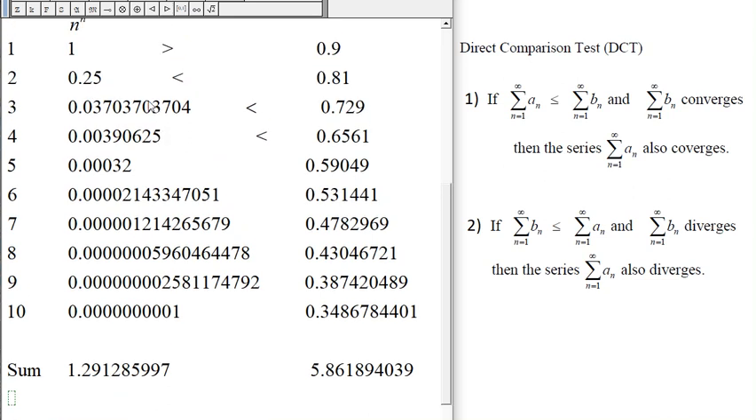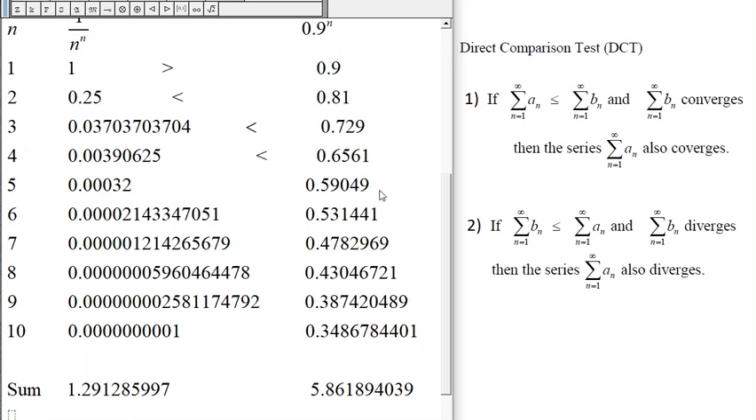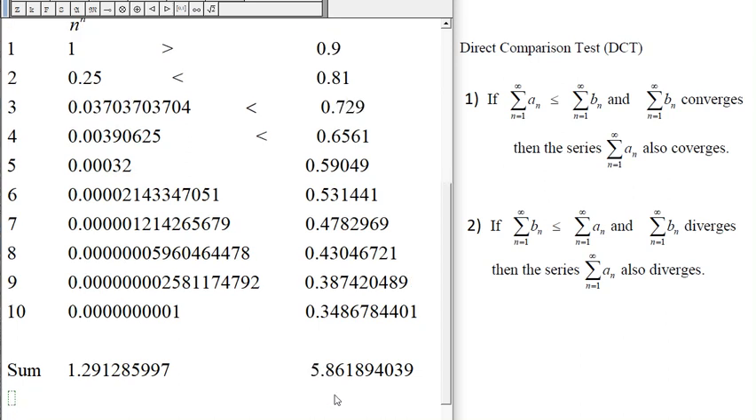And then what do we do with the first one, where the a sub n is greater than the b sub n? Then what we can do is something like this. We look at the sum of the first 10 terms for the a sub n. So add these 10 numbers together, we get 1.29. And then the sum of the first 10 terms of the b sub n is 5.86.